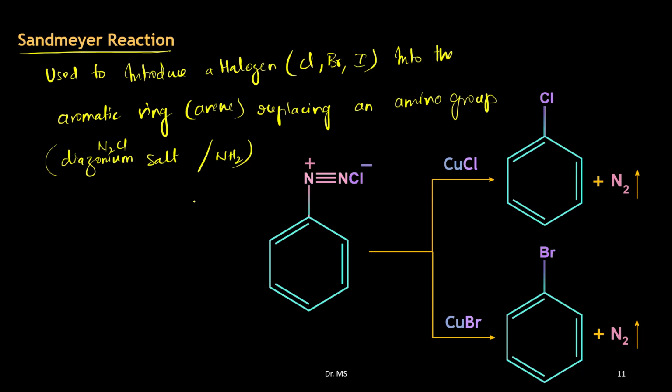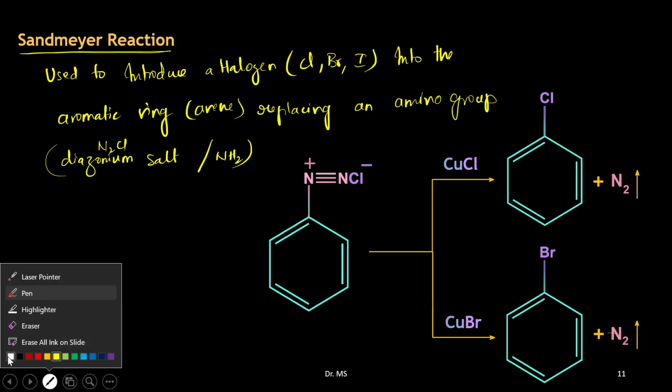So how does this happen? You take a diazonium salt here and you treat it with CuCl. What is the meaning of CuCl? It's cuprous chloride, or cuprous bromide. And you are getting the benzene chloride or benzene bromide. And if you see here, apart from that, you are releasing nitrogen gas. So the nitrogen gas is a byproduct of preparing this aryl halide. So remember that thing as well.